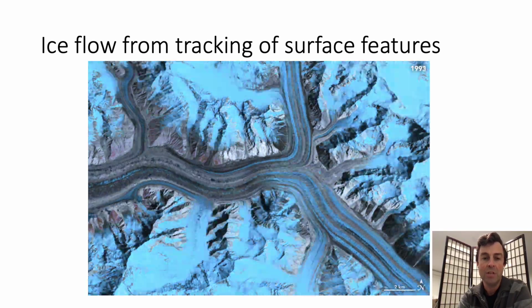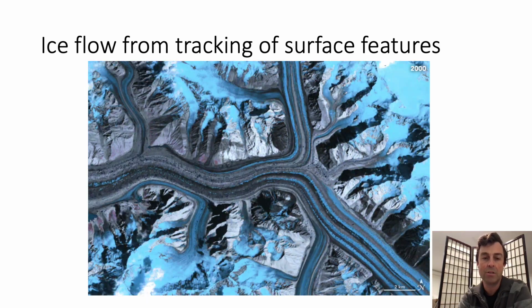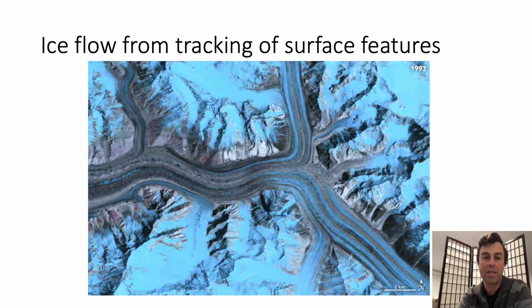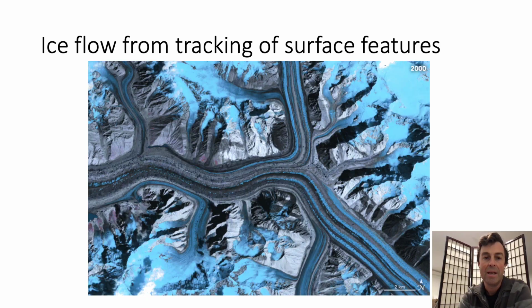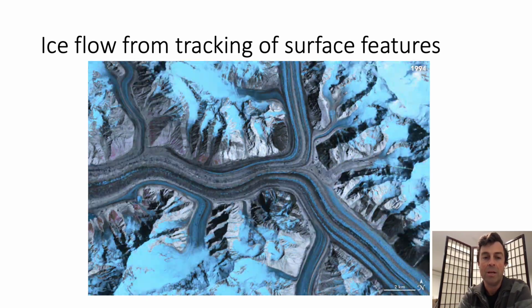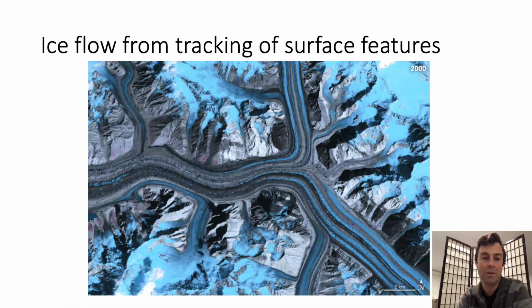And the reason you can tell it's flowing is because the features are being advected along the surface. And ITS_LIVE uses algorithms for feature tracking that can identify the features and track them through time. And that creates records of ice flow. And we apply these methods to both radar and optical imagery.